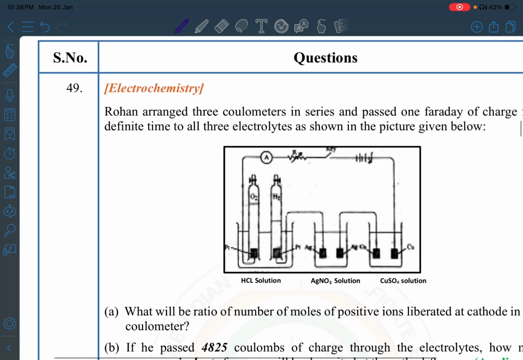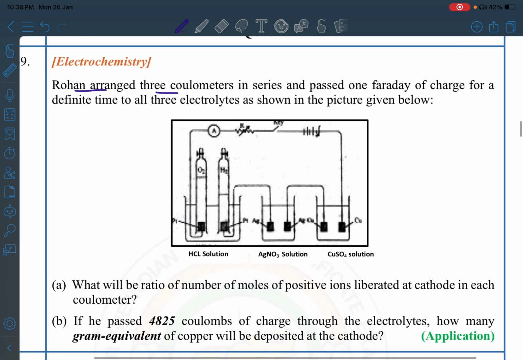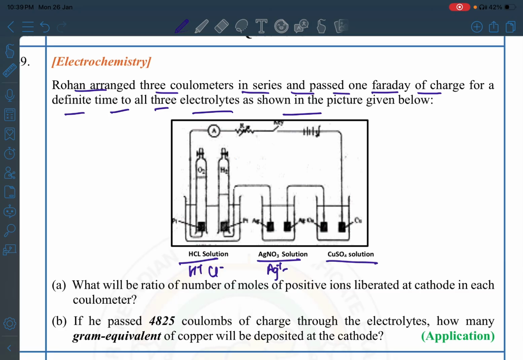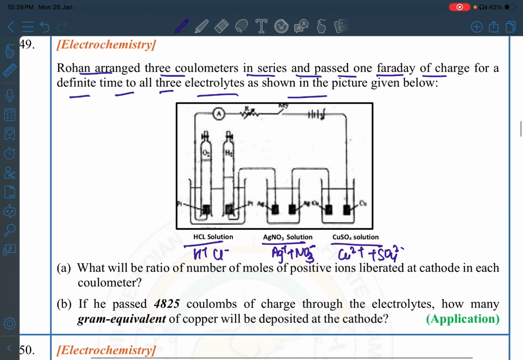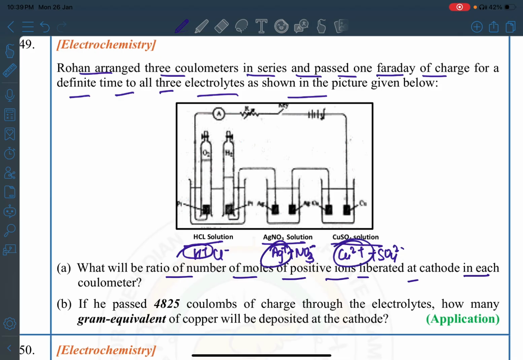Now the next question. Rohan arranged three electrolytic cells in series and passed 1 Faraday of charge. Define the three electrolytes shown. First is HCl, the other is AgNO3, and then CuSO4. HCl converts into H plus and Cl minus, AgNO3 into Ag plus and NO3 minus, and CuSO4 into Cu 2 plus and SO4 2 minus. What is the ratio of the number of moles of positive ions liberated at the cathode? Here it is 1, 1 and here it is 2, so the ratio is 1:1:2.